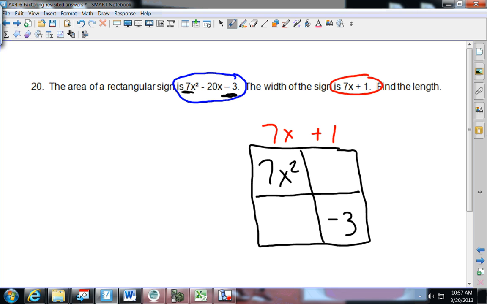Now let's treat it like a puzzle. 7x times what gives me 7x squared? x, right? Isn't 7x times x 7x squared? What about this? 1 times what gives me negative 3? Negative 3. So there is my length, x minus 3. That's all you would have to do on those.